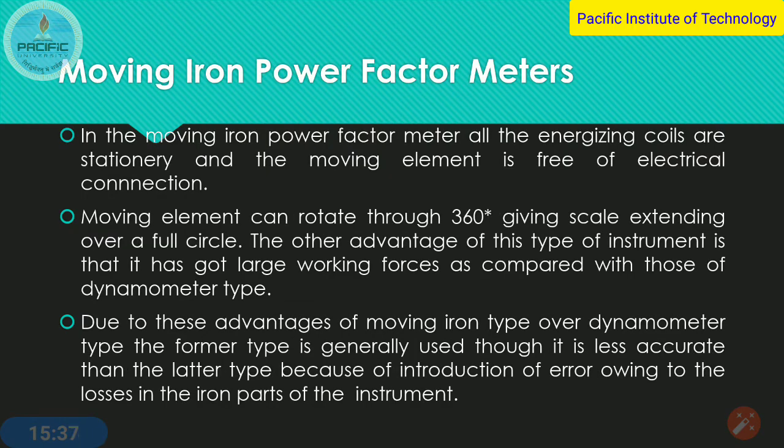Now the second type of power factor meter is of the moving iron system. In the moving iron power factor meter, all the energizing coils are stationary, right? So the stationary coils are there and the moving element is free of electrical connection. Now the moving element can rotate through 360 degrees, giving a scale extending over the full circle. And the second advantage of this type of instrument is that it has a large working force as compared with the dynamometer type instrument. Due to these advantages, moving iron type power factor meters are preferred over the dynamometer type.